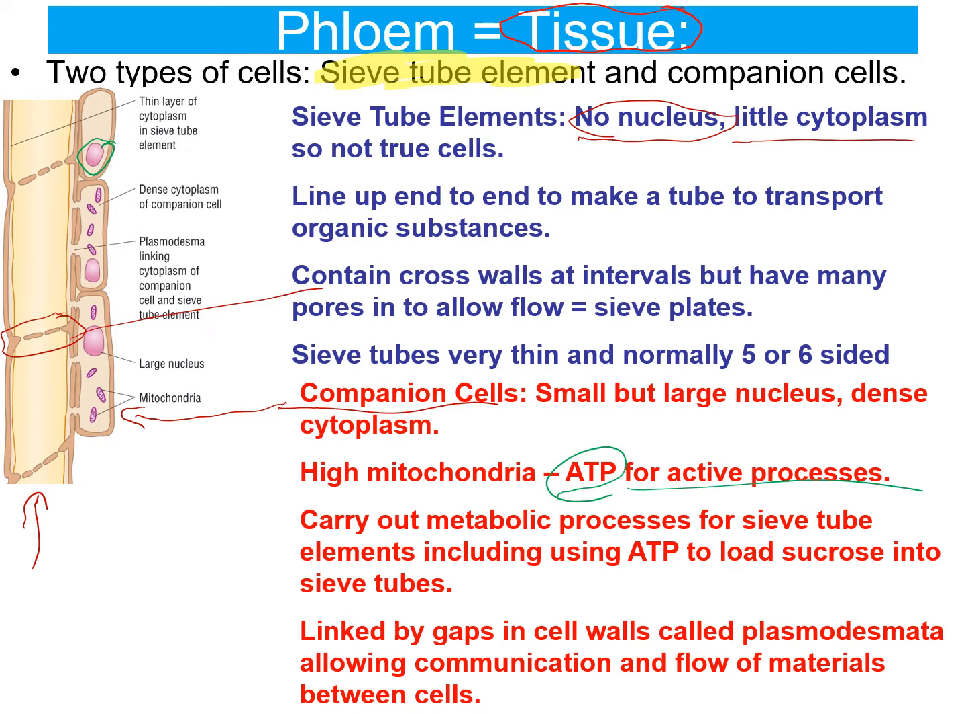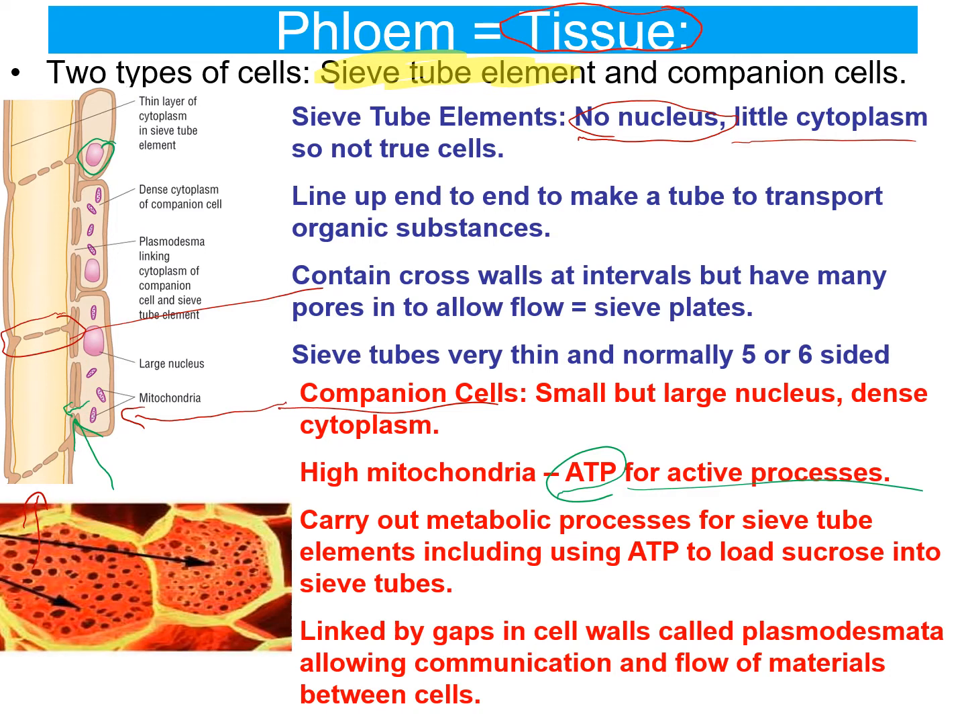And they carry out metabolic processes for the sieve tube elements. They're linked through gaps in the cell wall called plasmodesmata. That is this bit here, if you can't see, but you have to be aware that these plasmodesmata are actually a continuation of the cytoplasm. So all this cytoplasm in here continues into the sieve tube elements. And there's a picture just come up of the sieve plates to show you where the materials will be going.